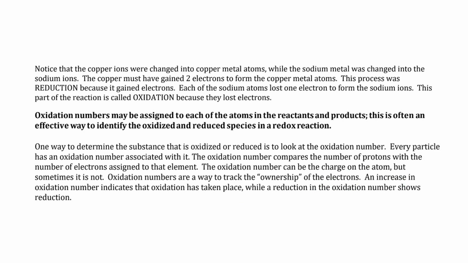So the copper ions were changed into copper metal, and the sodium metal was actually changed into sodium ions. The copper must have gained 2 electrons to form the copper metal, and this is reduction because it gained electrons. Each of the sodium atoms lost an electron to form the ion, so it loses an electron, so this is oxidation.